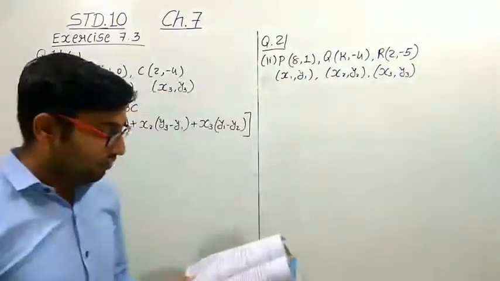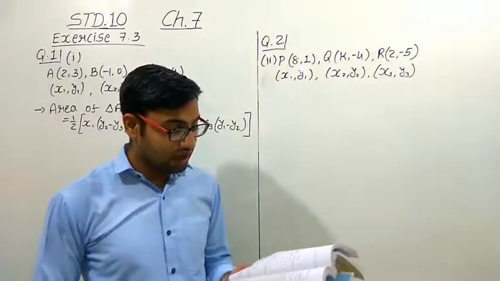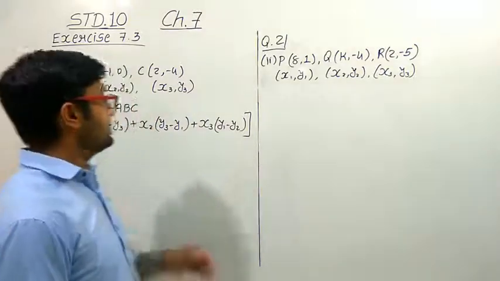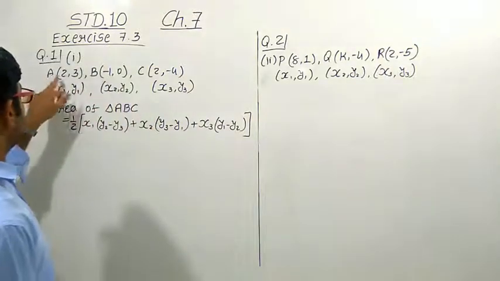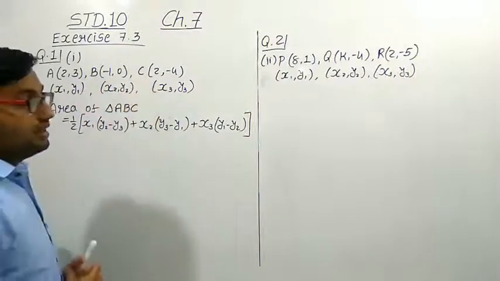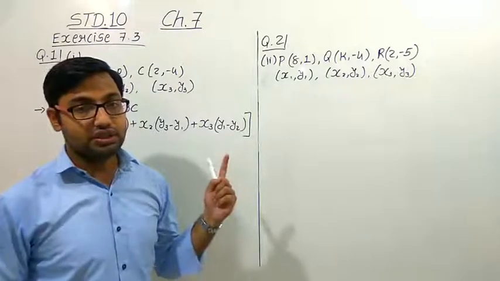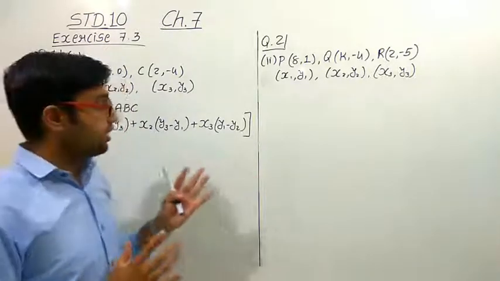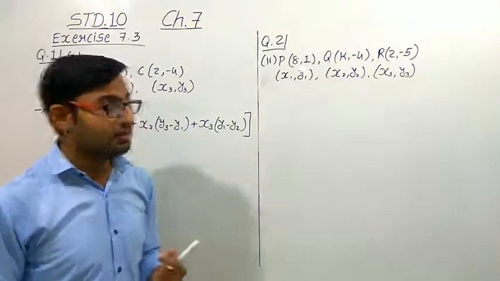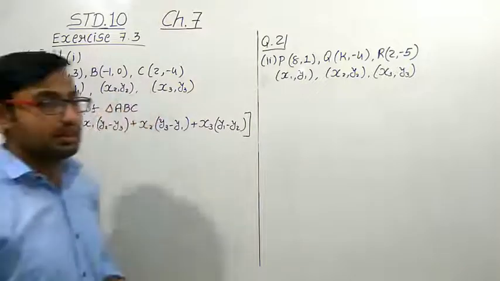And what is the question? The first question is to find the area of the triangle whose vertices are given. Let's suppose the first is A (2, 3), the second one is B (-1, 0), and the third one is C (2, -4). We have to find the area of the triangle formed by these three vertices. So let us name them x1 y1, x2 y2, and x3 y3.